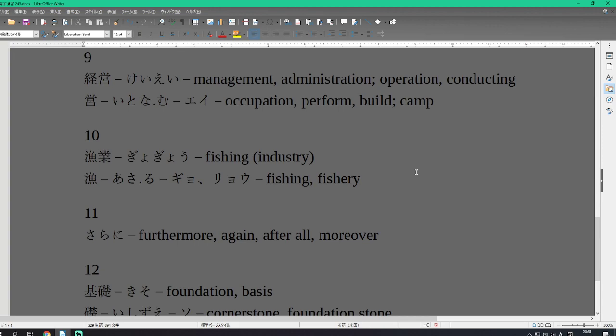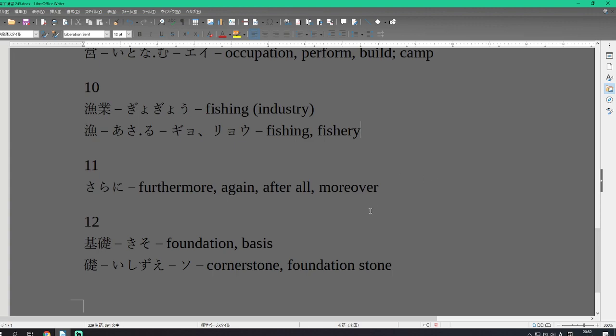Asaru. Gyo, or fishing, or the fishing business. Gyogyo is fishing or fishery. Gyogyo is fishing or the industry of fishing. Gyogyo, fishing industry. Gyogyo is the fishing industry. Fishing is Gyo.